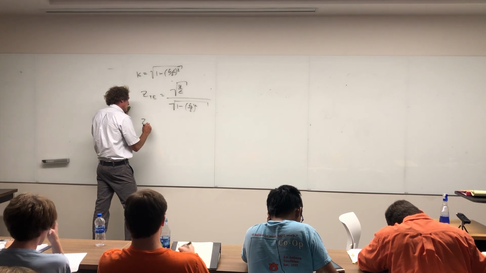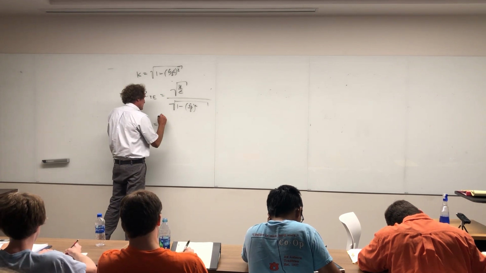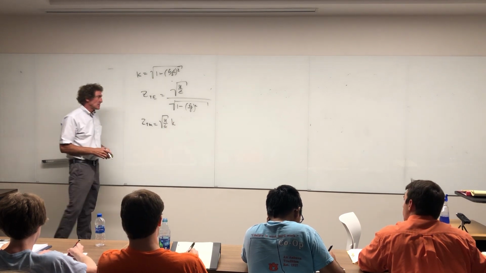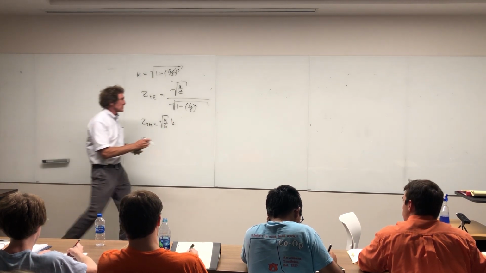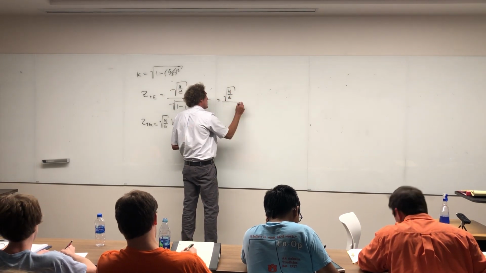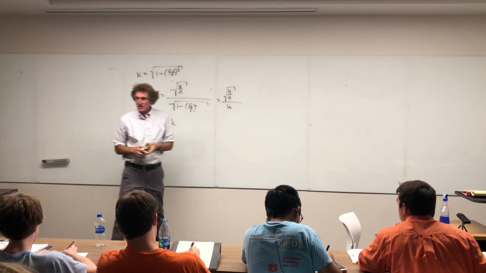For TM, it's equal to the square root of mu over epsilon, and that's just times K, not divided by K. Here, wouldn't this be equal to the square root of mu over epsilon divided by K? Is my K up there? Do y'all see that, class?